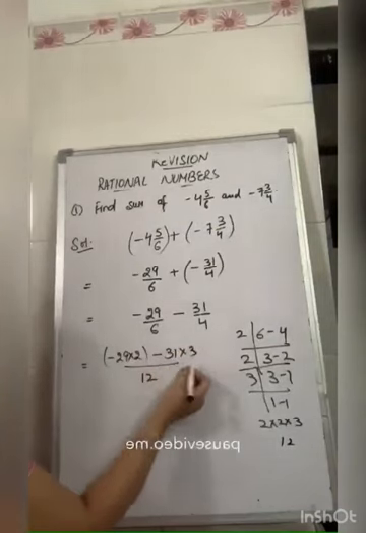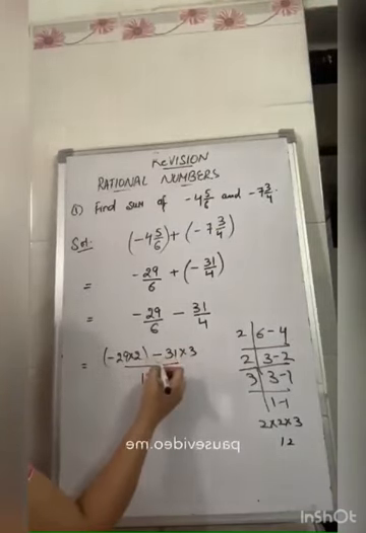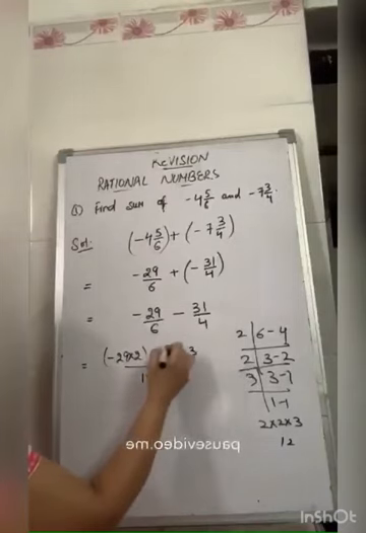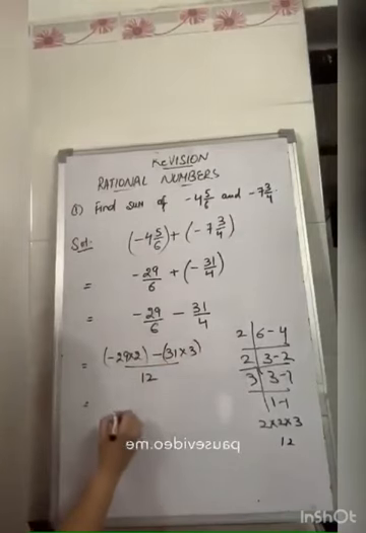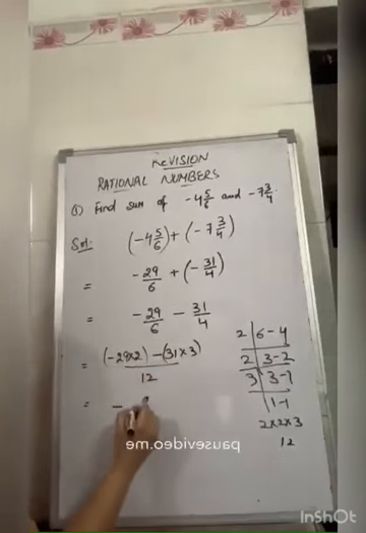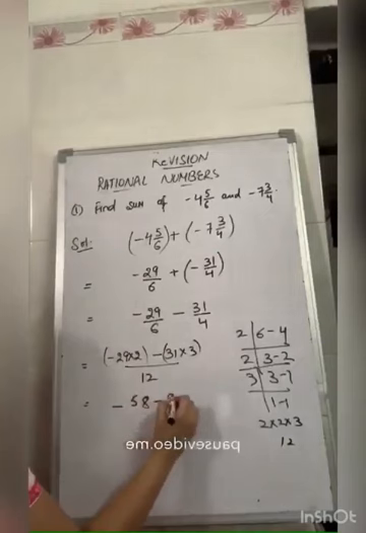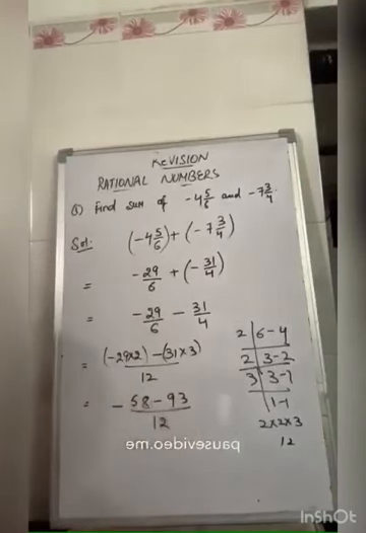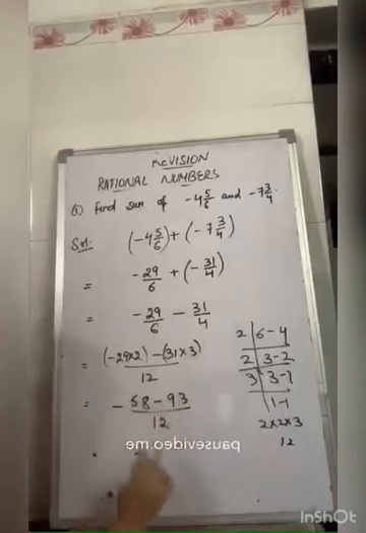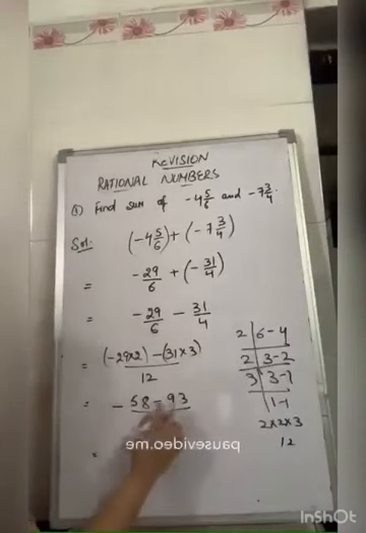We will write it as it is, or you can write it like this also, minus 31 into 3 in the bracket. We can write like this also. So it is minus 58 minus 93 over 12. Now both the numbers are negative. We have done in our integers chapter that if both the numbers are negative, then they will be added up and the sign will be minus only. So when we add 93 and 58, what do we get?